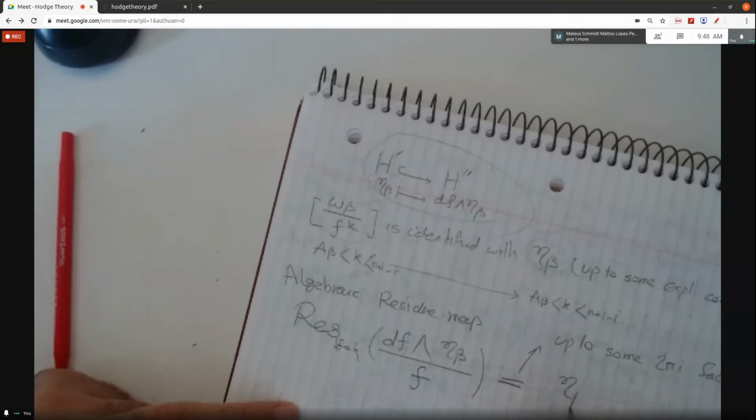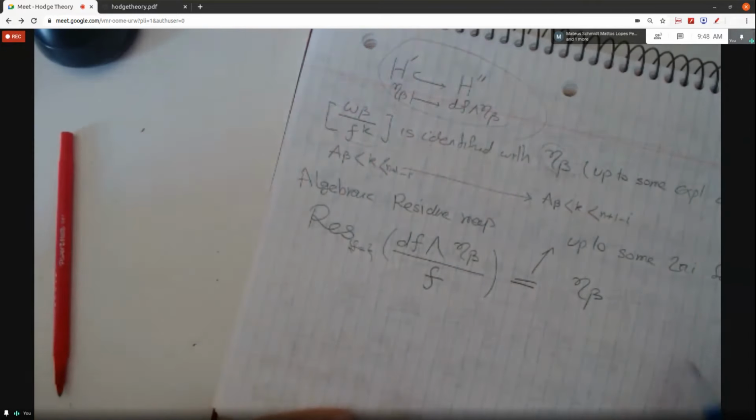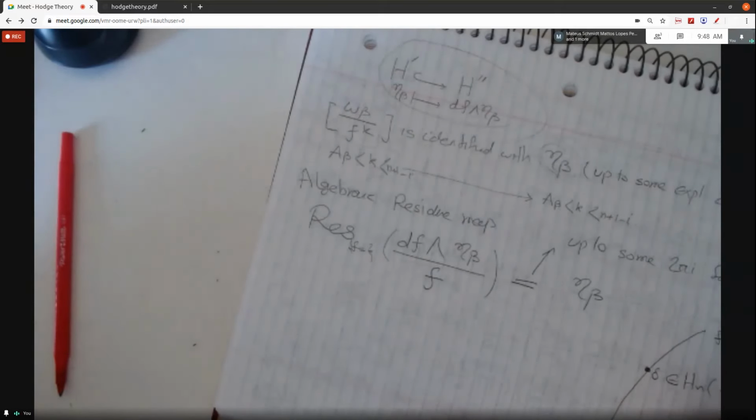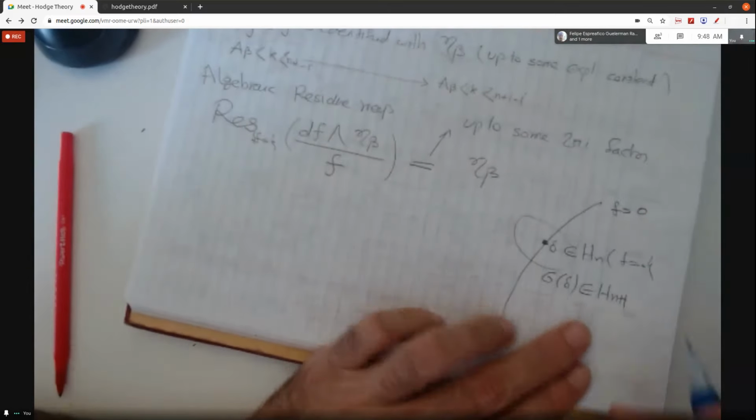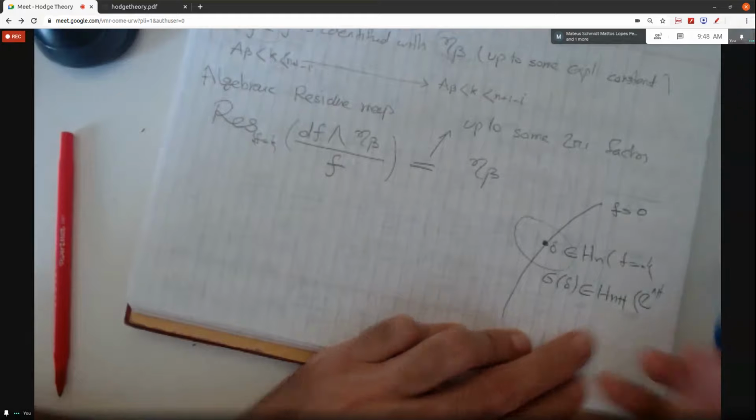It is just eta beta. So let's write the fundamental property of the residue. So let's say this is f equal to zero. Let's say my cycle here, delta in Hn of f equal to zero. I use this map, the Gysin isomorphism. So this will be sigma delta. So to each point of delta, I add a circle. So this will be in Hn plus 1 of C n plus 1, maybe.